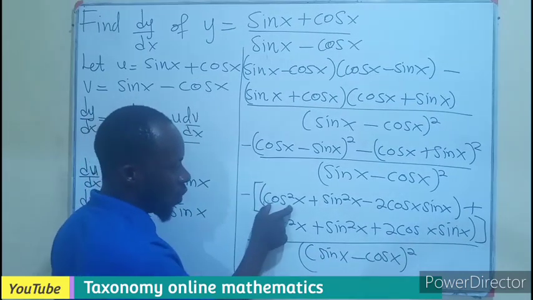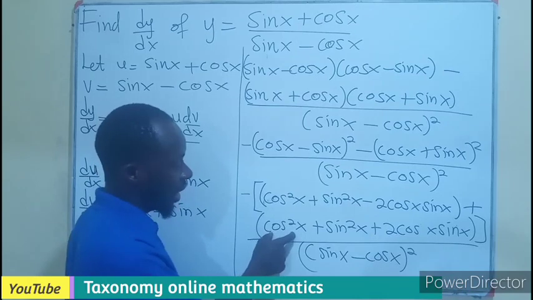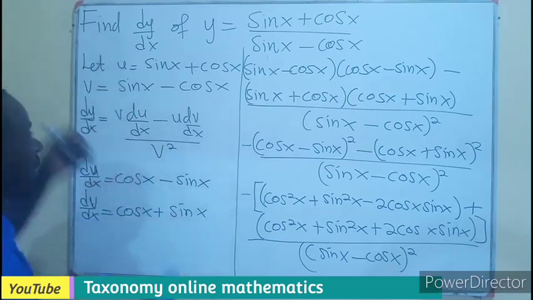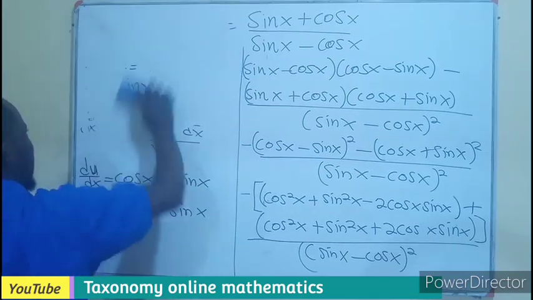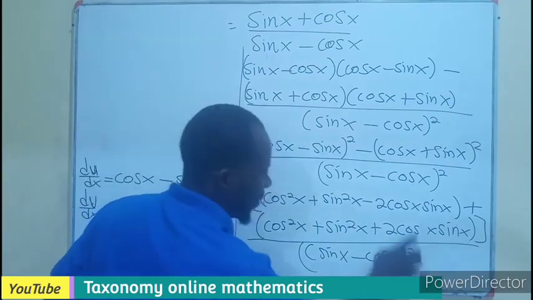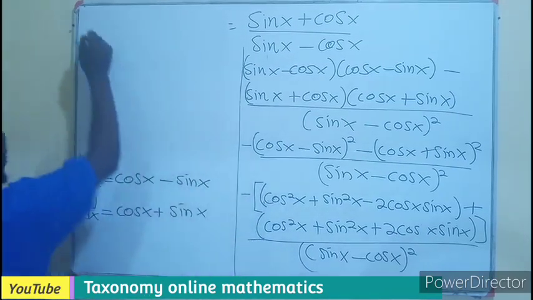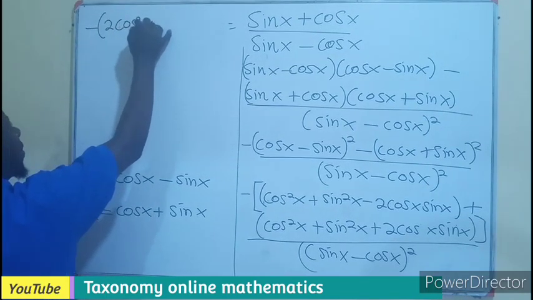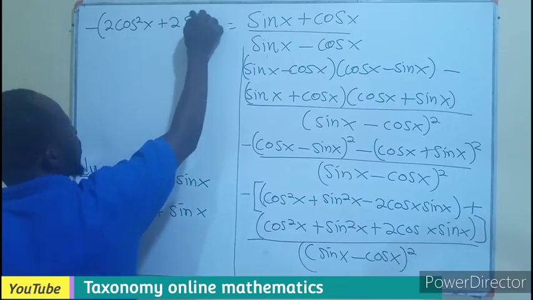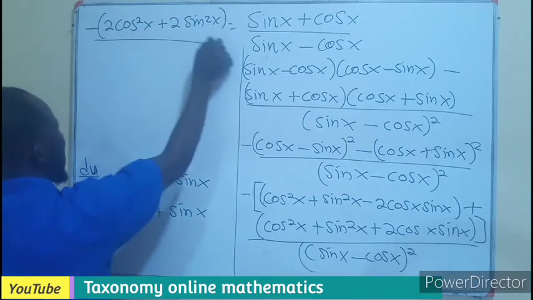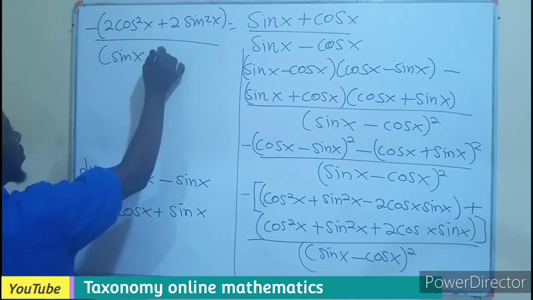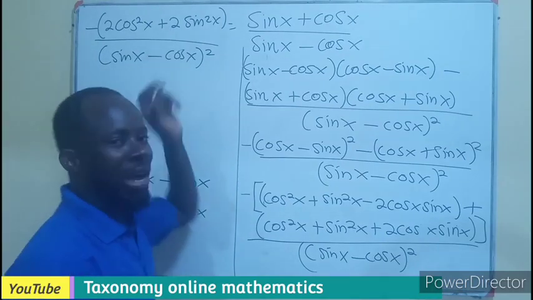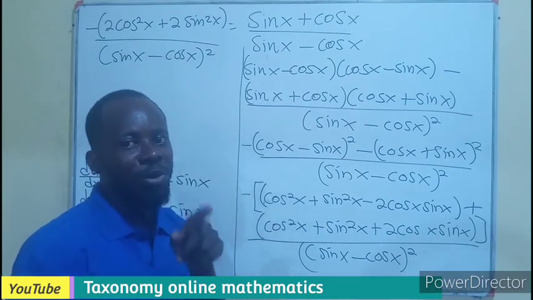Then we are in the same bracket. We can see that cos square plus cos square will be 2 cos square. Sin square plus sin square will also be what? 2 sin square. So if this and this are cancelled, with the negative still having effect, I'll be having 2 cos square x plus 2 sin square x divided by (sin x minus cos x) all squared. And here I can see you are smiling, seeing the trigonometry identity.